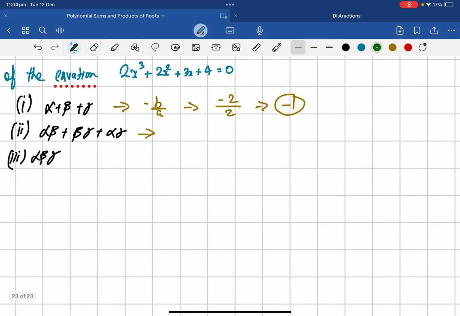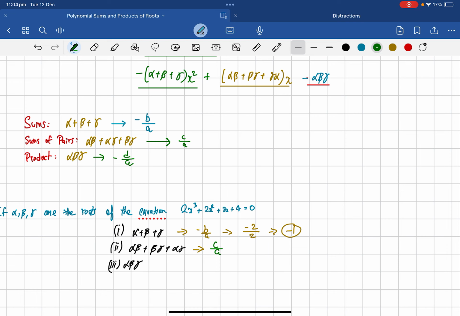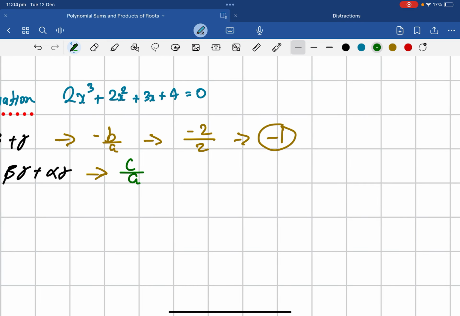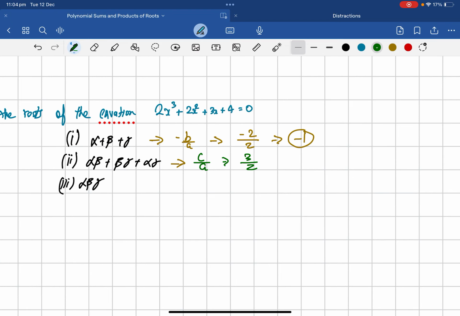Alpha beta plus beta gamma plus alpha gamma. Well, all you're doing is you're taking C on A. Remember that from the previous example that we did, C on A. So what's C on A? C on A is 3 over 2. So you take 3 on 2. Simple. That's as easy as it gets, boys.